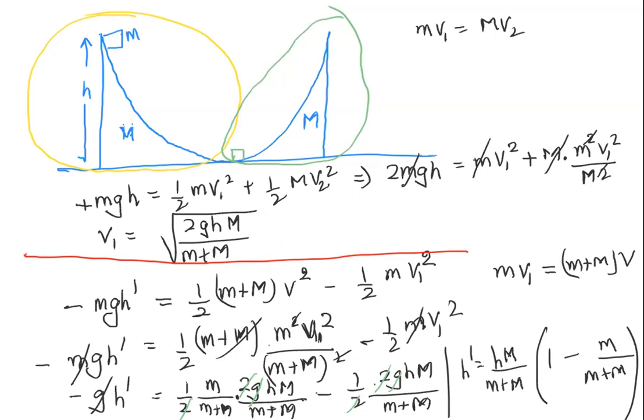So this will become, the final answer will be h dash is equal to h M square. If you want to write it really neatly, then it will be 1 plus M by M. Did everyone understand what I have done? What is to be done here?